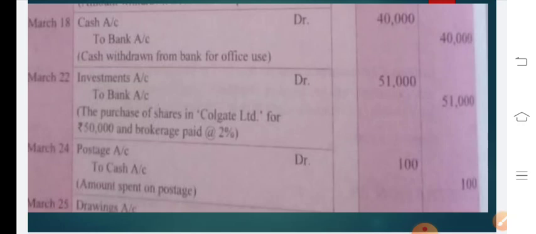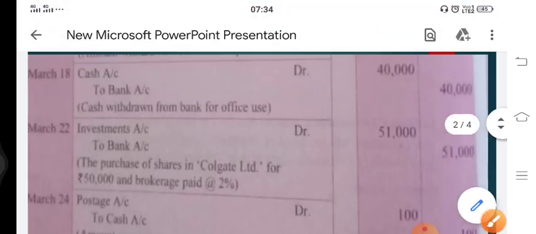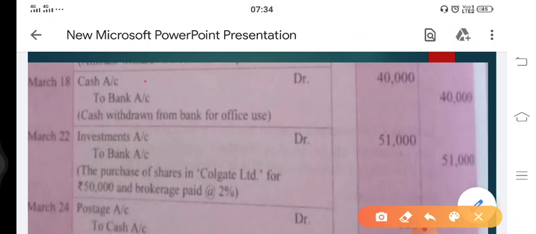Now cash is coming into the business. When cash is coming into the business, real is coming into the business. So here you can see that since cash is coming into the business, cash got debited with 40,000. Bank is the giver and hence bank got credited with 40,000.